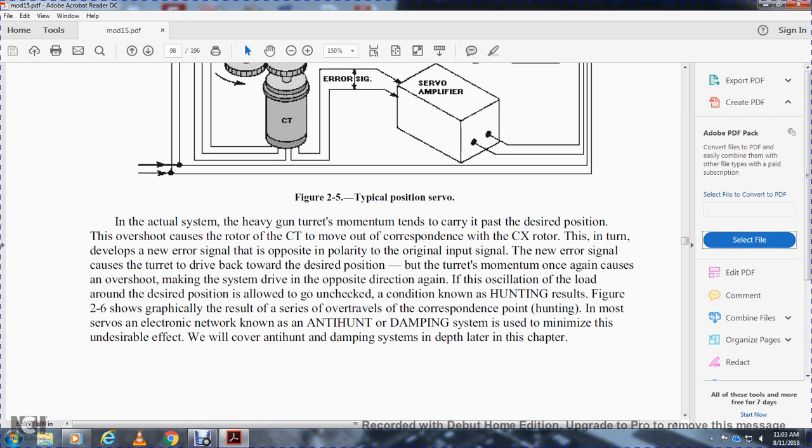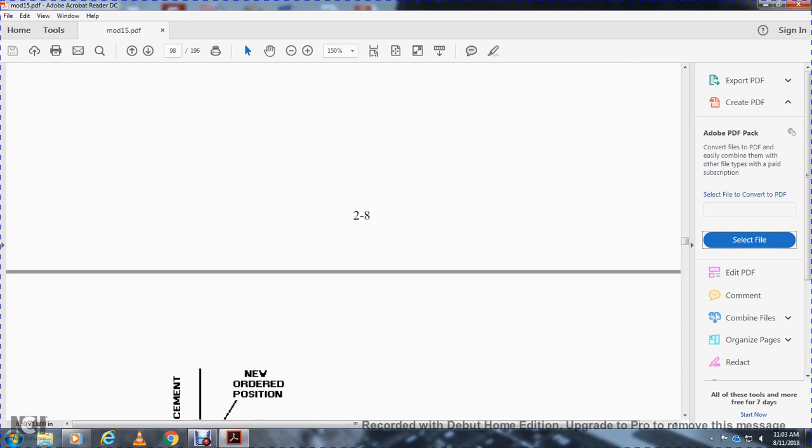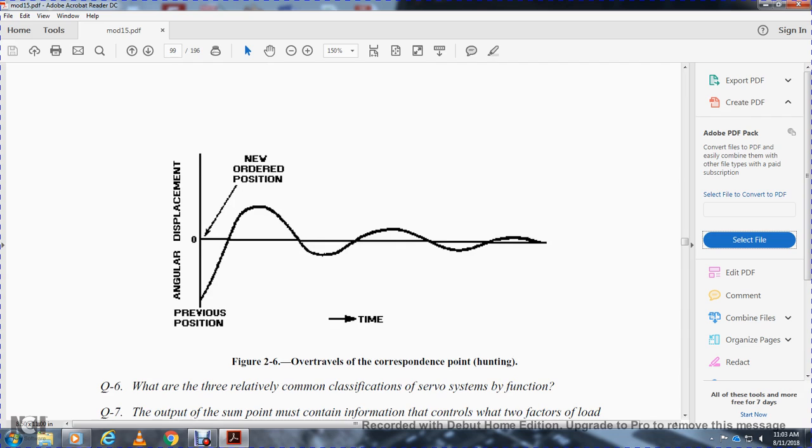As a result, the servo overtravels the corresponding point, which is hunting. A servo electronic network known as anti-hunt dampening is used to minimize this undesirable effect. We will cover the anti-hunt dampening system in depth later in this chapter. Figure 2-6: overtravel of the corresponding point, hunting.